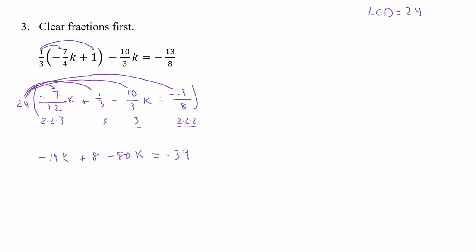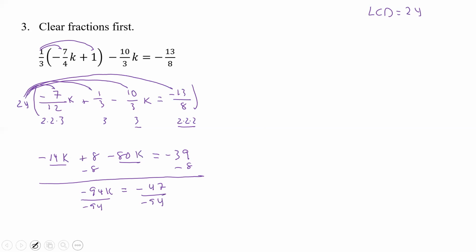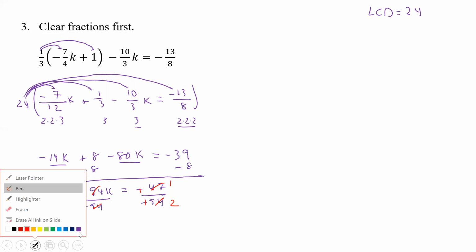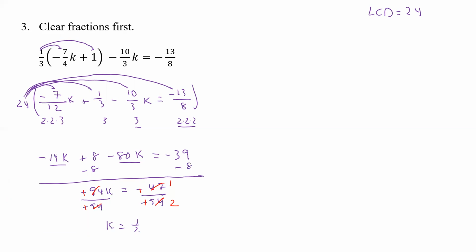Okay. Now what? Well, now we have like terms we can add together, and we can also subtract 8 from both sides. So we have -80, -94k, and that equals -39 minus 8, which is -47. Okay, now we divide by -94. And so if we want to do some nice canceling, that becomes positive, those are gone. That becomes positive. Well, one of those goes into two of those, and we get k equals 1/2.